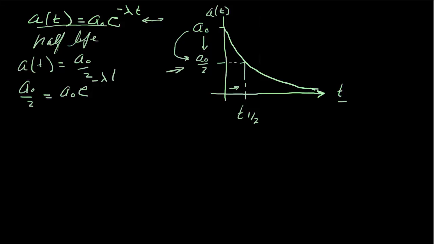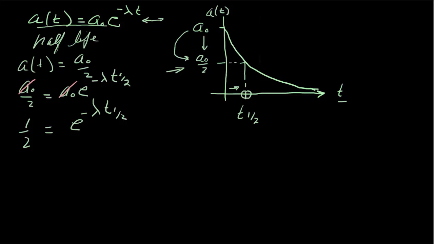This would be a decay constant that you would be given in a situation like this, usually if you're trying to figure out what the half-life is, and we're just using the subscript t1/2 in order to identify this as a specific time. Now in this equation, the a0's are going to cancel out. We can divide both sides of the equation by a0, and that will leave us with 1/2 is equal to e to the minus lambda t1/2.